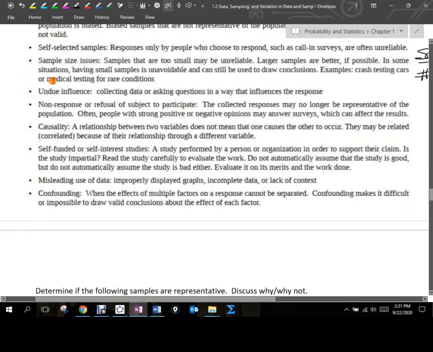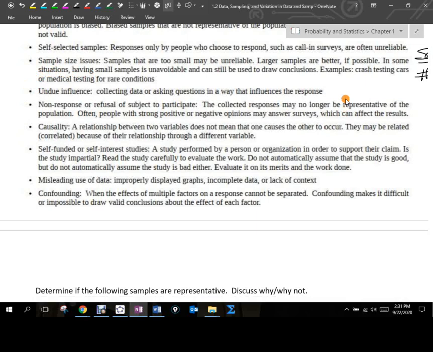Obviously we can't just go give everybody a condition and then say, okay, let's test to see if we can fix it. Undue influence, and we kind of talked about this. If I coerce you to fill out a survey, or maybe I intimidate you to provide data, that's undue influence. Even if we talk about the Nielsen ratings and they pay you, that's, in my opinion, undue influence.